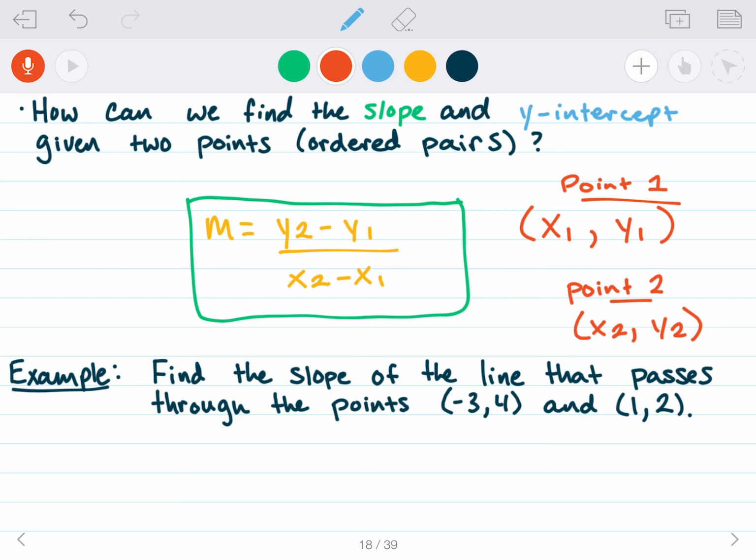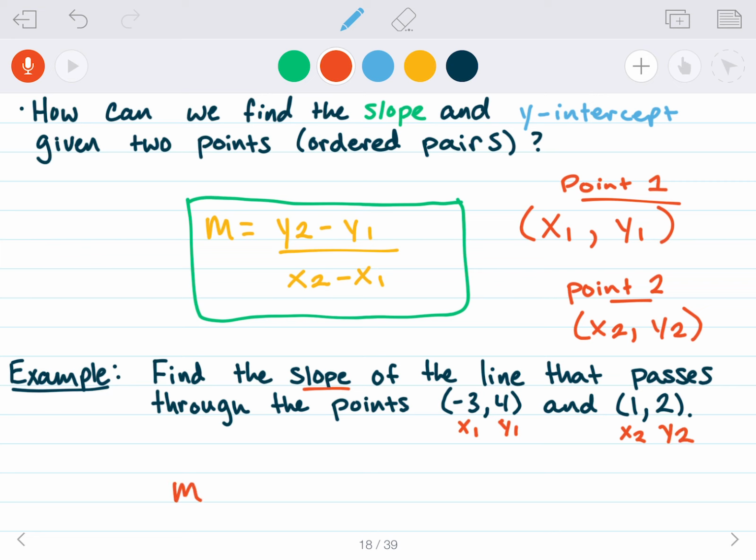So let's do some examples. It says, find the slope of the line that passes through the points (-3, 4) and (1, 2). All right, so we're just finding the slope of a linear function. In a few slides, we're going to talk about the graphs of these linear functions, but for now, let's just look at this algebraically. Point 1, point 2, it doesn't matter which one you pick for point 1 or point 2. So I'm just going to pick the first one as point 1, so we'll call -3 x1 and 4 y1. And then the second point can be point 2, x2, y2.